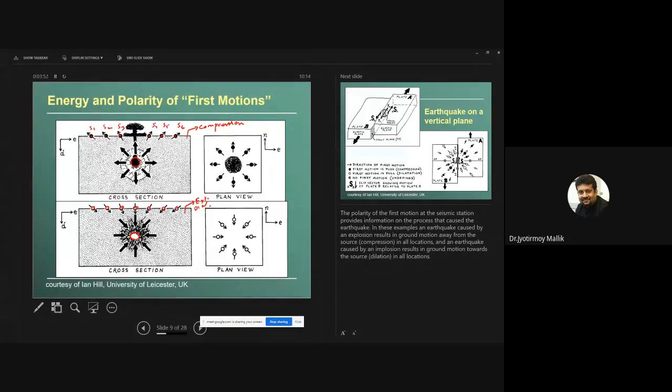So now, if I look at it from a plan view, there is this focus, and there is compressional first motion at the seismometers all around in 360 degrees. And this is the representation of the same in the plan view for a dilational movement. Now, we will look into different fault systems and see how it works.